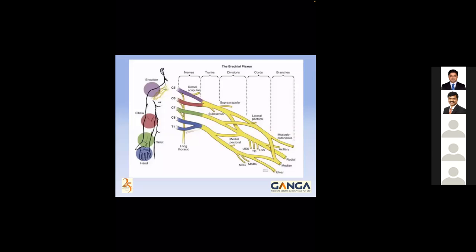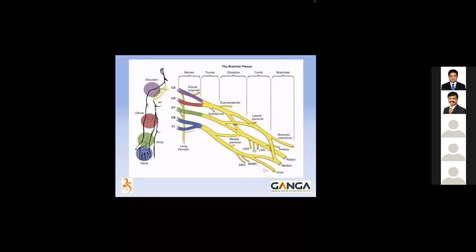Just a recap of the anatomy of the brachial plexus. The brachial plexus is formed from the anterior primary rami of 5 roots: C5, C6, C7, C8, and T1. The upper two roots, C5 and C6, join to form the upper trunk. C7 continues as the middle trunk. C8 and T1 join to form the lower trunk.